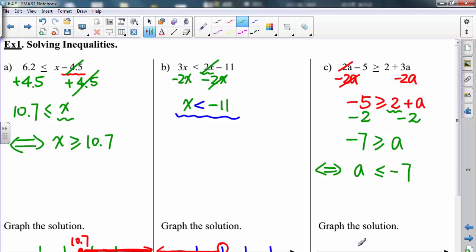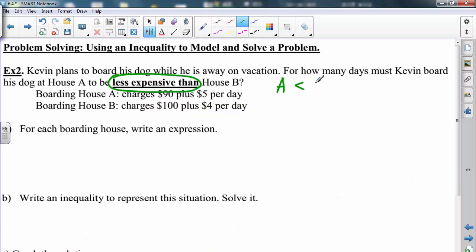Let's graph the solution on the number line. So this one is negative 8. Let's say this one is negative 7. Then this is negative 6. This is negative 5. I think we have enough numbers on the number line to show the solution. A is less than or equal to negative 7. So we should use the closed dot on negative 7. Less than, so I need to highlight the left side of negative 7 on the number line.